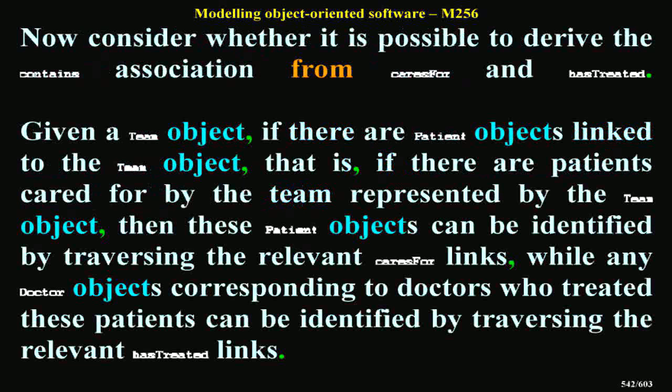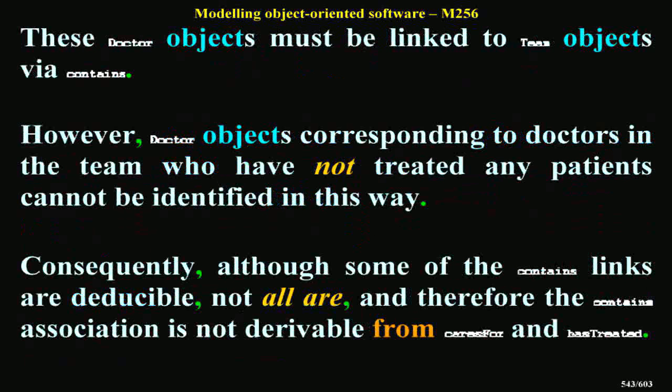Given an object, if there are objects linked to the object, that is, if there are patients cared for by the team represented by the object, then these objects can be identified by traversing the relevant links, while any objects corresponding to doctors who treated these patients can be identified by traversing the relevant links. These objects must be linked to objects via.